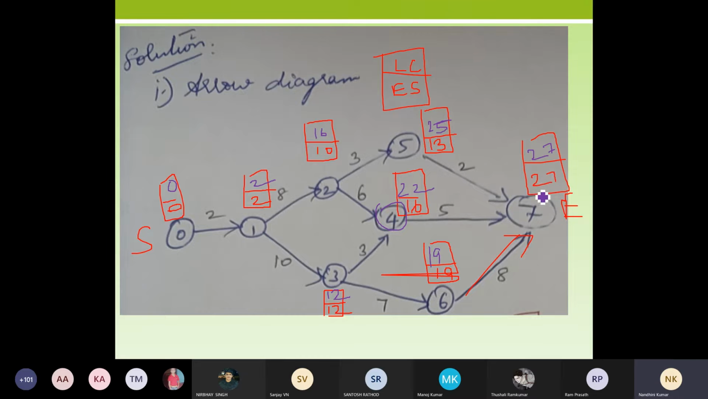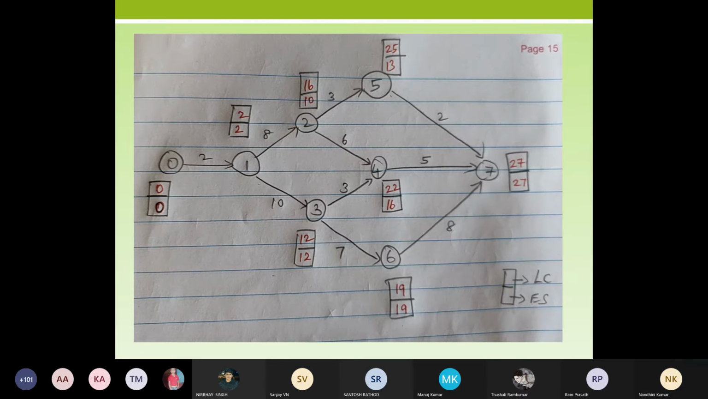So you're taking the early start of the 7th activity, that is 27, and you're writing the same 27 here, because that is the maximum duration. So that will definitely not change. It is going to be the same. Okay, so you have calculated. Shall we move on to the next step? So this is the calculation of your latest completion and your early start.